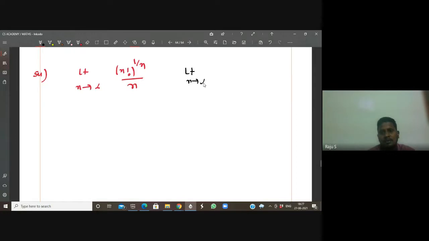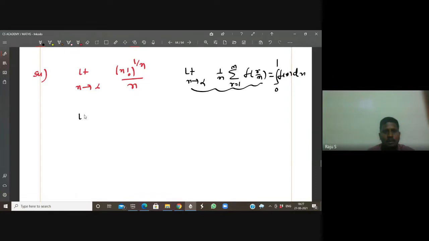Limit n tends to infinity is already given. We require 1 by n, and summation r is equal to 1 to n. We require f of r by n, which is equal to integral 0 to 1 of f of x dx. This is the formula. You have to remember the formula. I am going to change it into this form.